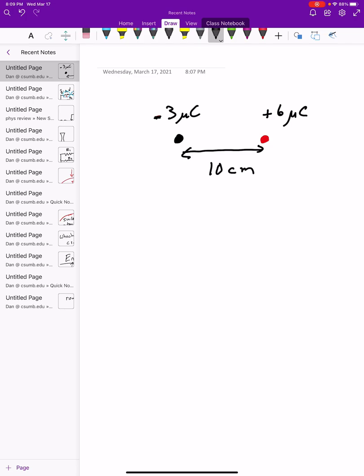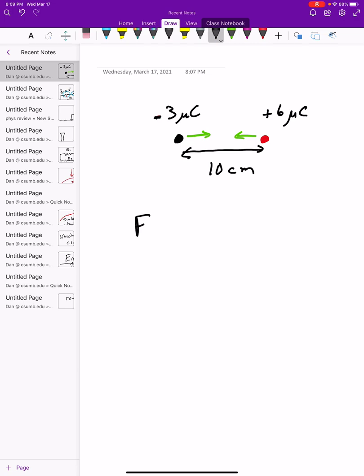So what's going to happen here? Well, since I know that they're opposite charges, they're going to have to attract each other. So they're both going to experience a force, and I'll draw the force in green. They're both going to experience an attractive force. Now, how big is that force going to be? So I'm going to calculate that. And that goes like this.